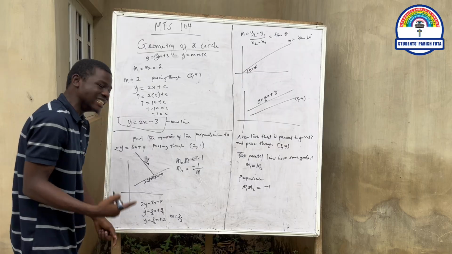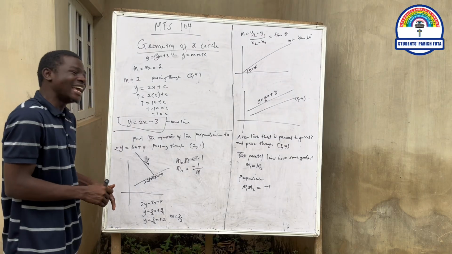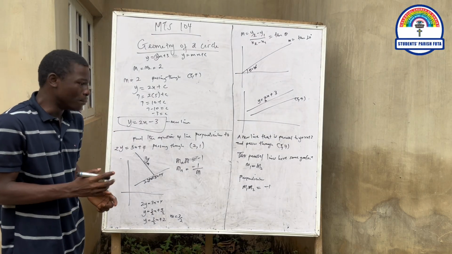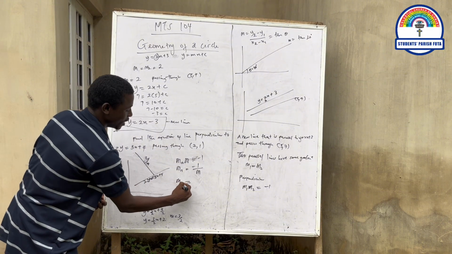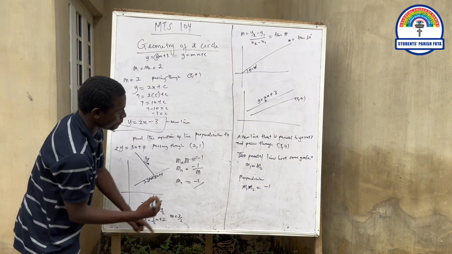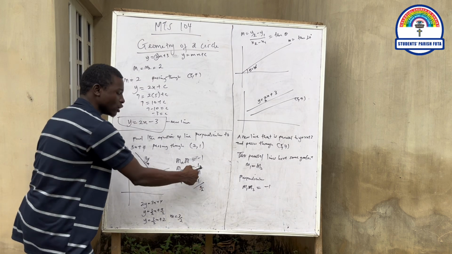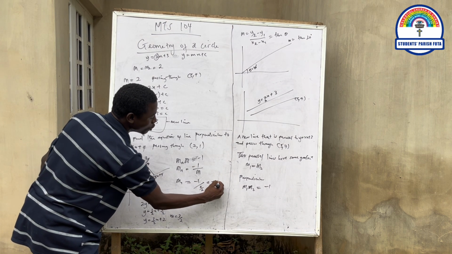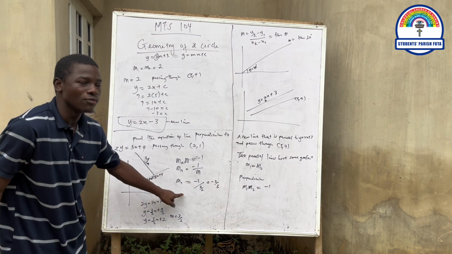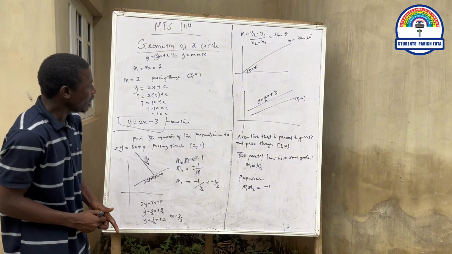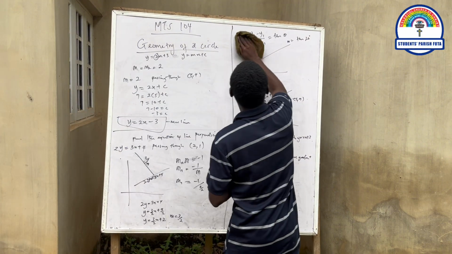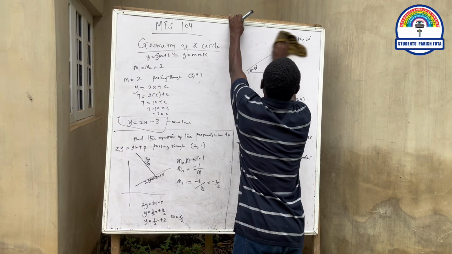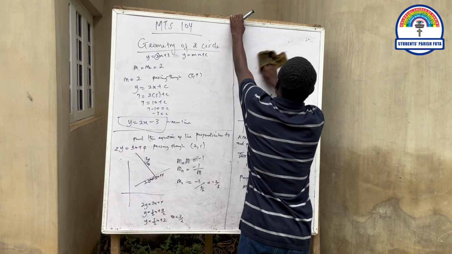So for you to get the gradient of the new line, since they are perpendicular, the gradient of your new line has to be minus 1 divided by the gradient of the line you were given. So what is the gradient of the line you were given? 3 over 2. So minus 1 divided by 3 over 2 will give you minus 2 over 3. This is the gradient of your new line. Now that you've gotten the gradient of your new line, you can get the equation of that new line.